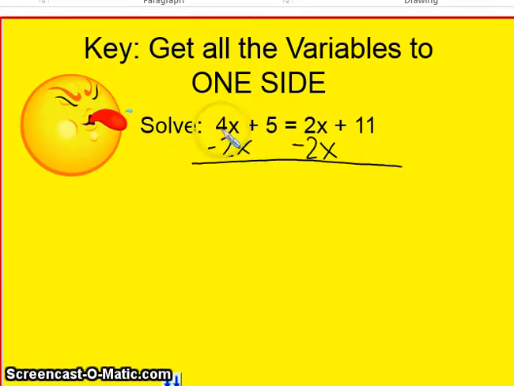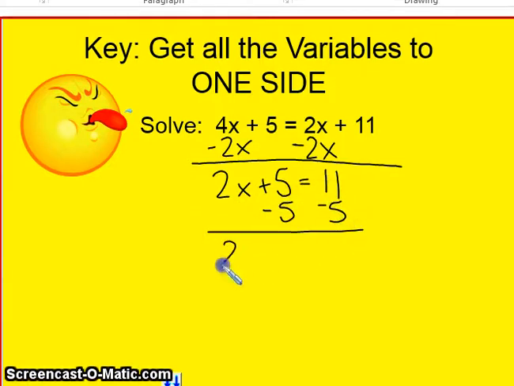When I do that, I have 4x minus 2x, which gives me 2x, plus 5, equals, and then 2x minus 2x is 0, plus 11. Now from here, it's just solving a two-step equation. So 2x plus 5 equals 11. Normally, I would multiply by 2 and then add 5. So here, I'm going to subtract 5 from both sides first.